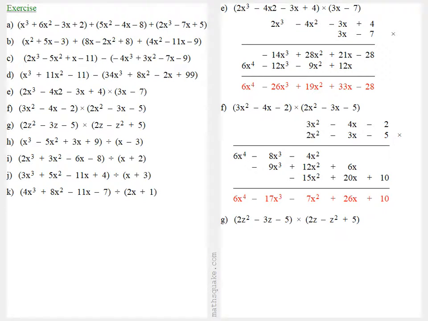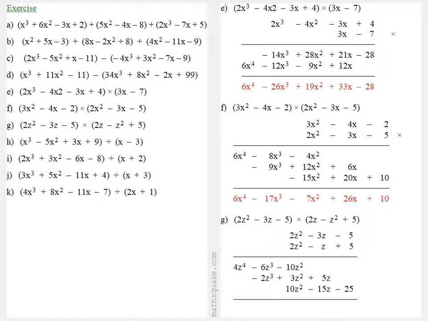In part G we again have got two polynomials, so to multiply them we write them one above the other, keeping the terms in the correct columns. Now I've multiplied to start with by 2z squared, then I've multiplied by minus z, and finally multiplied by plus 5. Now we can add up the columns, and that gives us 4z to the power 4 minus 8z cubed plus 3z squared minus 10z minus 25, and that's our answer.